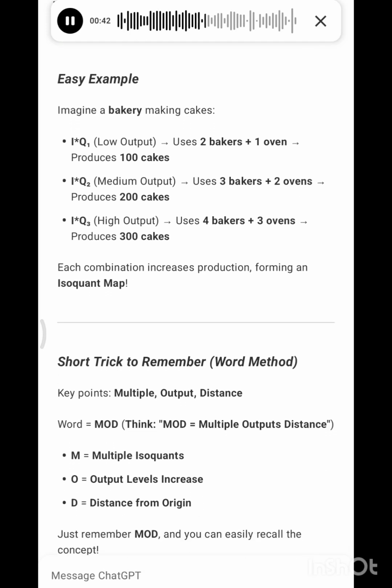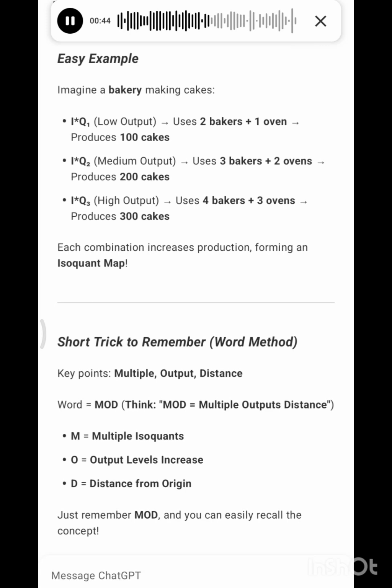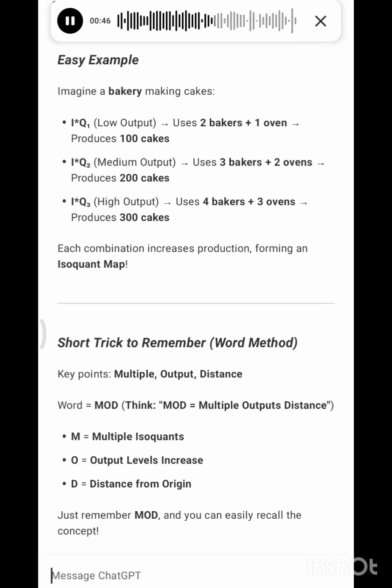Easy example. Imagine a bakery making cakes. Low output, IQ1, uses 2 bakers plus 1 oven and produces 100 cakes. IQ2, medium output, uses 3 bakers plus 2 ovens and produces 200 cakes. IQ3, high output, uses 4 bakers and 3 ovens and produces 300 cakes. Each combination increases production, forming an isoquant map.